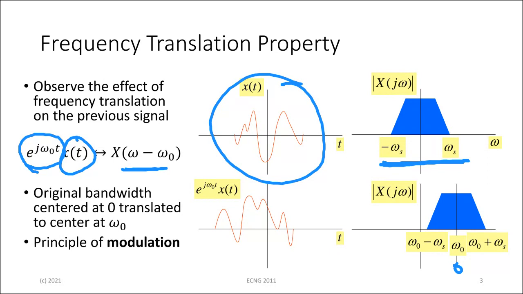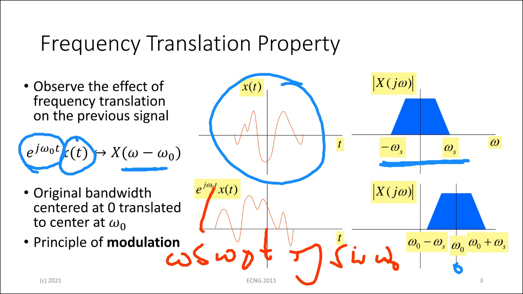So this is exactly what's happening: e to the j omega naught t. And remember, in real terms, this is cosine omega naught t plus j sine omega naught t, right? So you have a cosine signal here. Forget the sine for the time being, that is handled in it. But e to the j omega t is really a complex sinusoid.